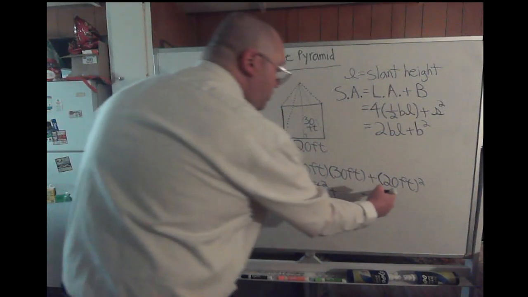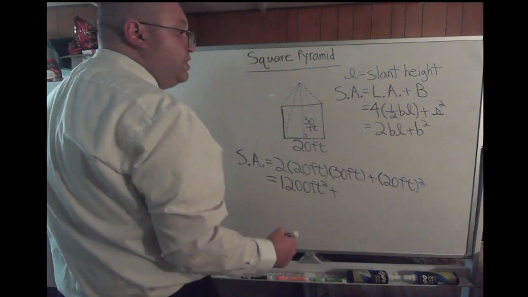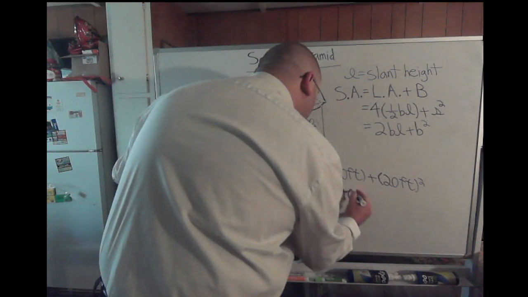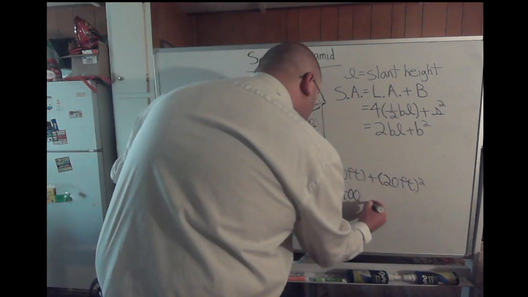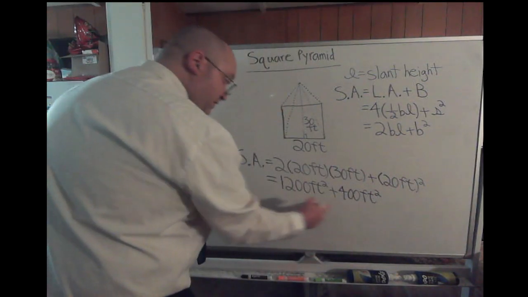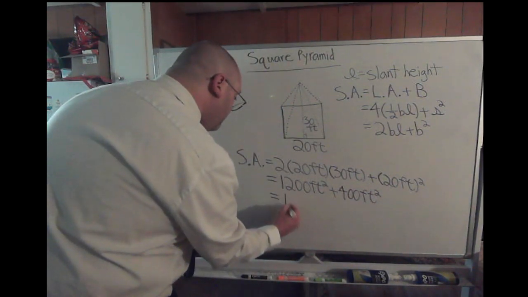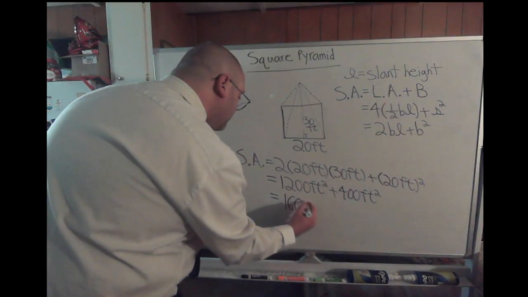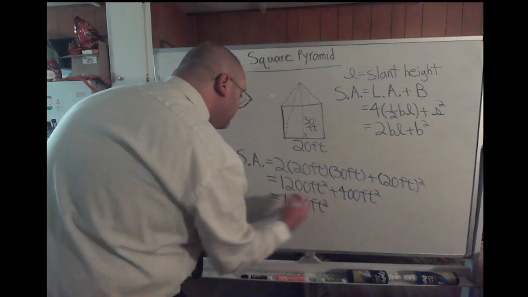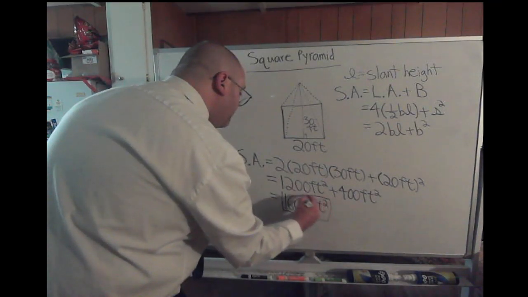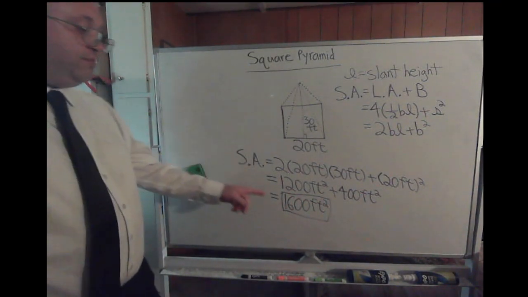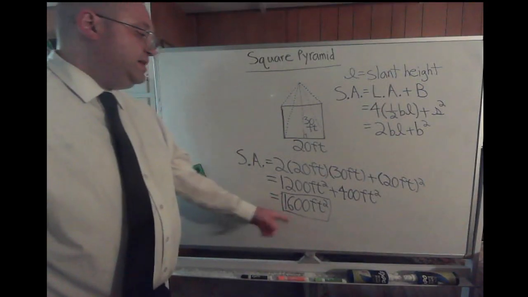Plus you have 20 feet to the second power. Well, 20 squared, that's 400. Feet squared is just that, it's square feet. Now you go ahead and add 1,200 plus 400, you will get 1,600 square feet for your pyramid. That'll be your surface area of this particular square pyramid, 1,600 square feet.